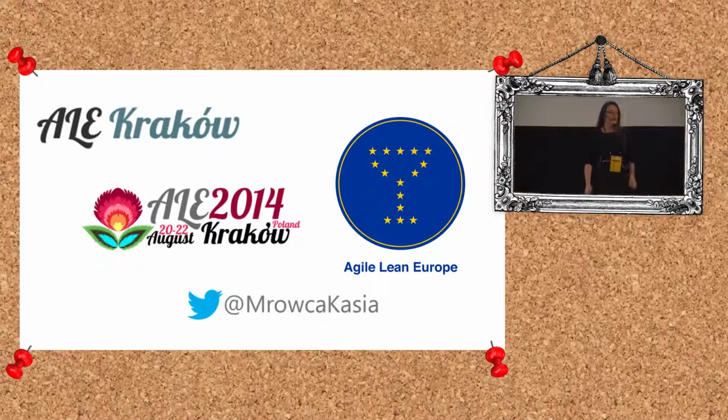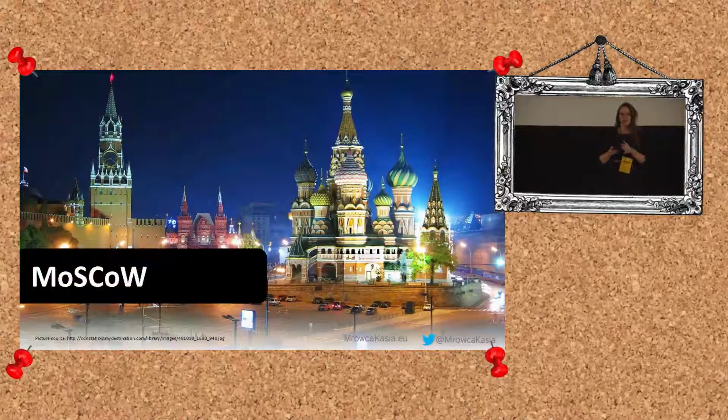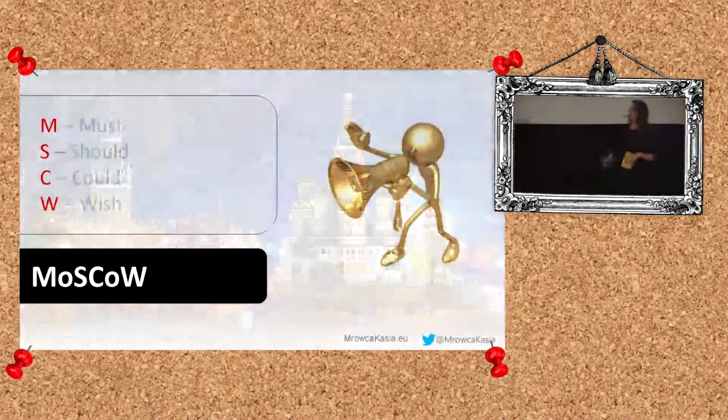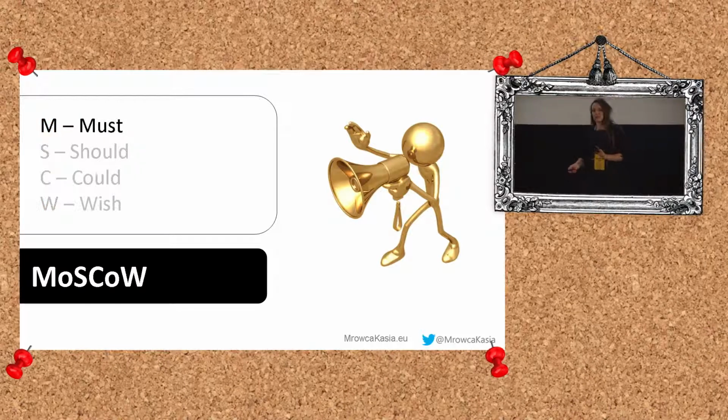Okay, so moving on. MoSCoW. First, I'll try to say a bit about this acronym. There are four letters which stand for it. So this is not the city. First is Must. What is a must? It's a feature that has to be done in order to fulfill the key business need.